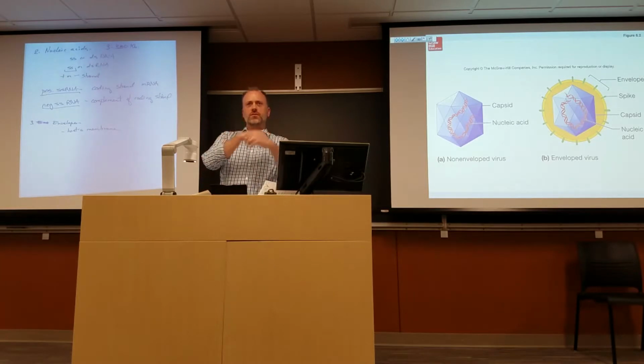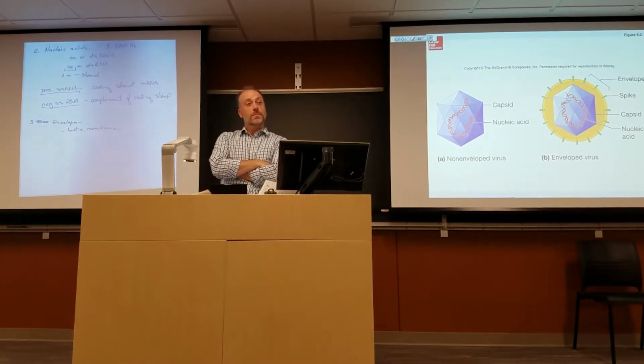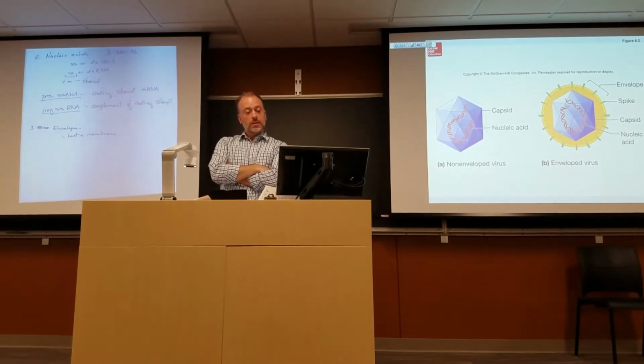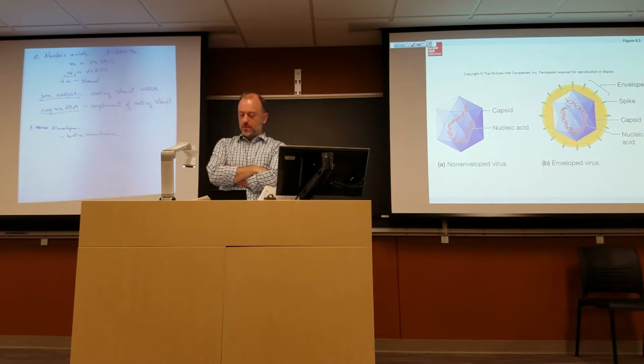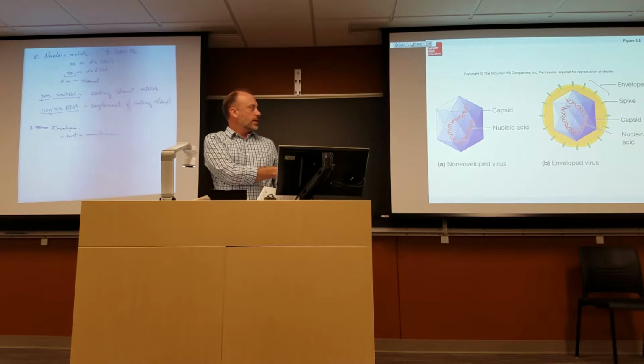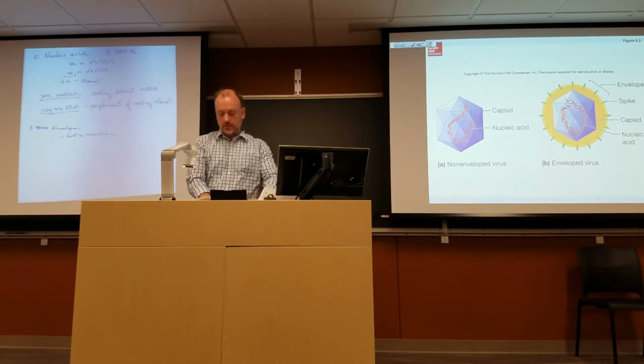So the envelope itself is just made out of the phospholipid bilayer from the host. But as they form, the important features of the envelopes that are associated with them are the proteins that are stuck into them. And this figure shows an enveloped virus. In this cartoon, this yellow thing going around here is the envelope. And they can have proteins associated with the envelope, and those are known as spike proteins.